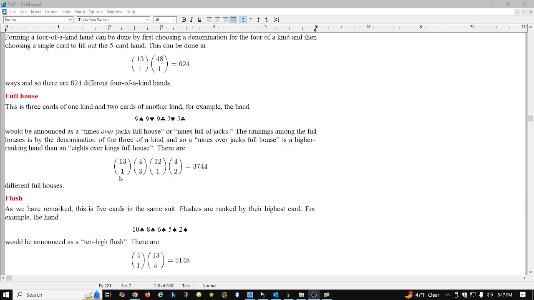How many full houses are there? Well, this requires more tasks. From the 13 denominations, choose one of them for the 3 of a kind. But you still have some choices because there are 4 cards of that denomination. You need to choose 3 of them for the actual hand. Then, among the remaining 12 denominations, choose one for the 2 of a kind. Out of those 4 cards of that kind, choose 2. 3,744 different full houses.